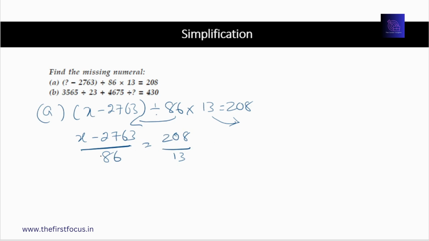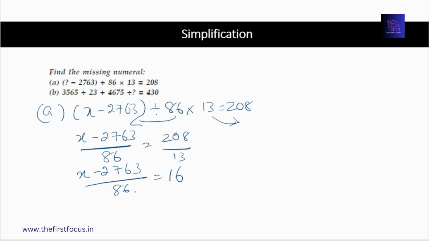So this is my first step. Now on the left side, we have x minus 2763 divided by 86. Now I'm going to divide 208 by 13. 13 times 10 is 130, and 13 times 6 is 78. 130 plus 78 is 208. So that is 16 times.